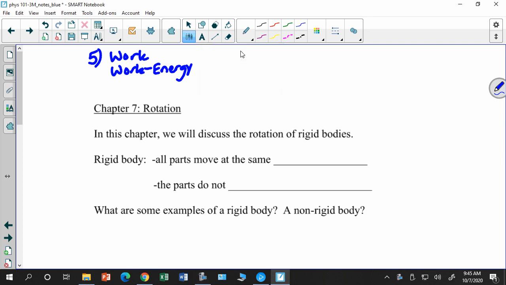So chapter 5 was the work energy theorem, and then also conservation of energy. That's like the roller coaster problem, an object moving up and down. In chapter 6, we had momentum.